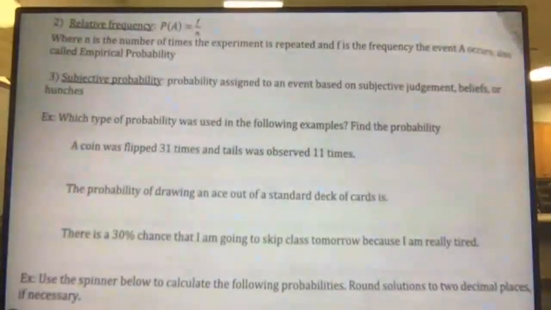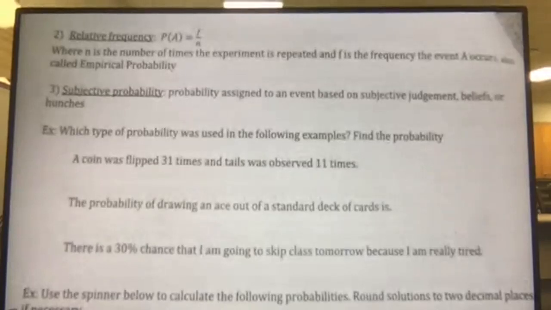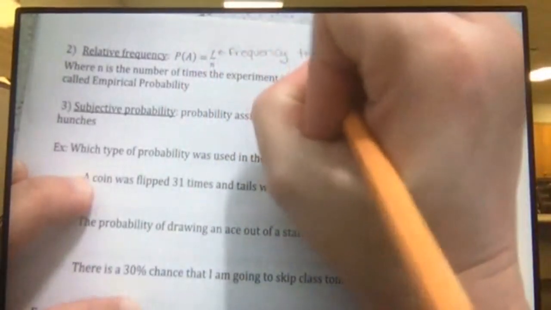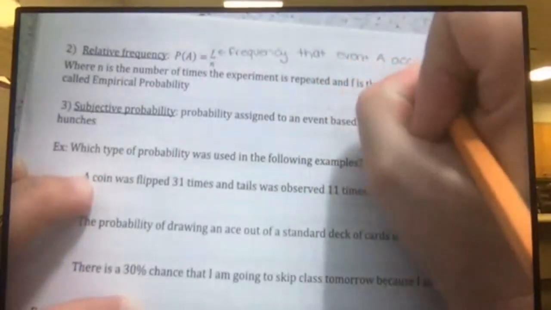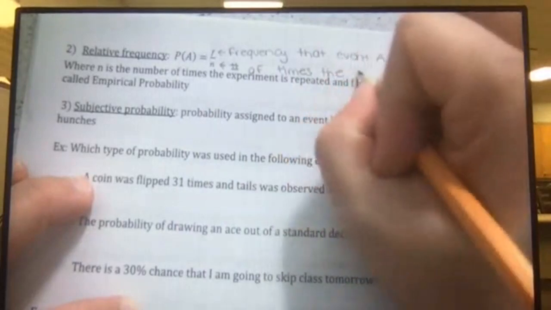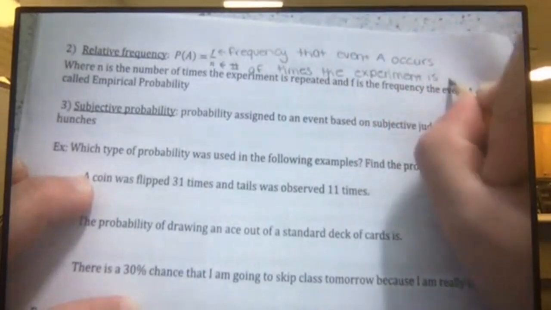is what's called relative frequency. Talking about our relative frequency from test 1, our probability of A occurring is going to be F, which is our frequency that event A occurs, all over N, which is the number of times the experiment is done, or performed, I guess. The number of times the experiment is performed.